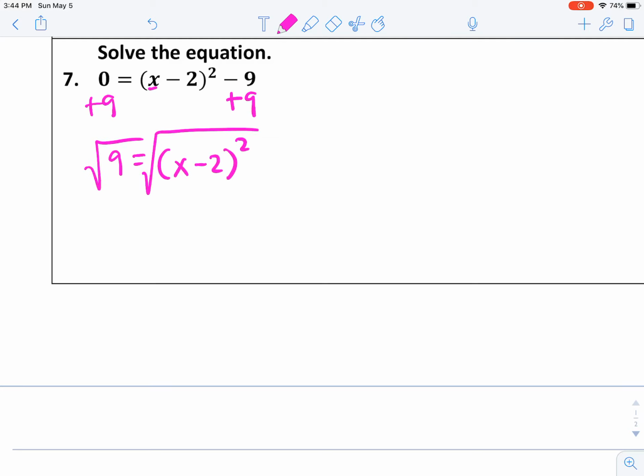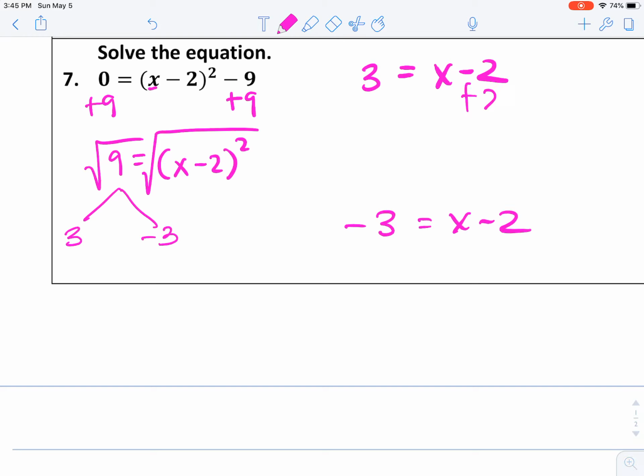This is where I need to remember the whole positive and negative answer thing, because the square root of 9 we all know is 3, but also negative 3, because negative 3 times itself is still positive 9. So I'm going to write this could equal 3 or it could equal negative 3. And at that point, I'm going to do two separate equations. 3 equals x minus 2, negative 3 equals x minus 2.